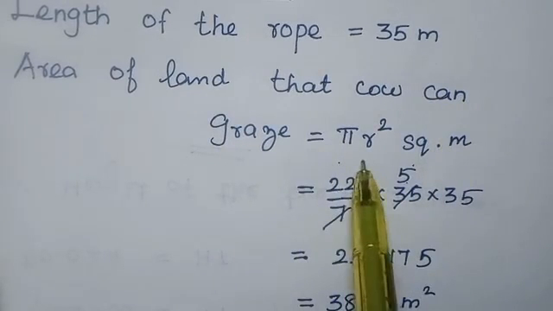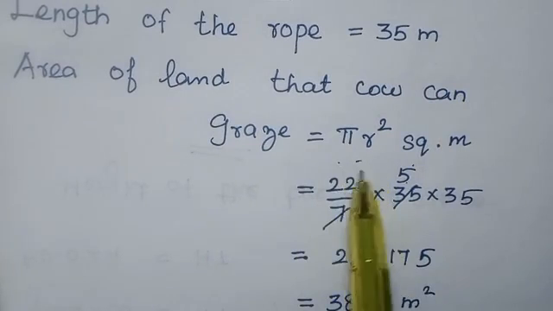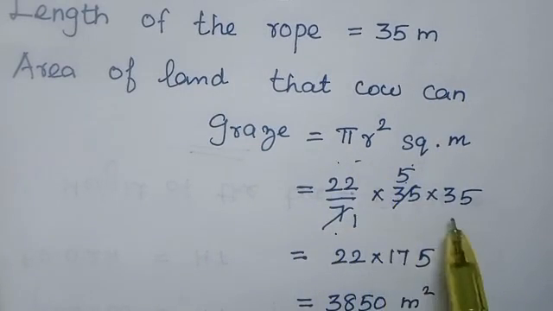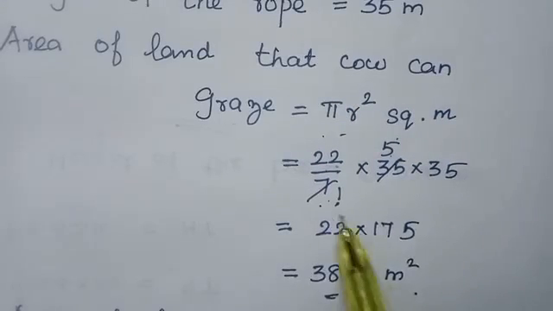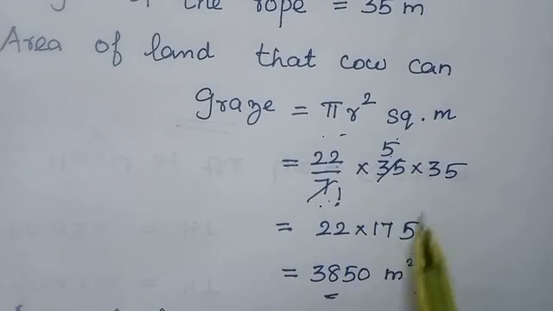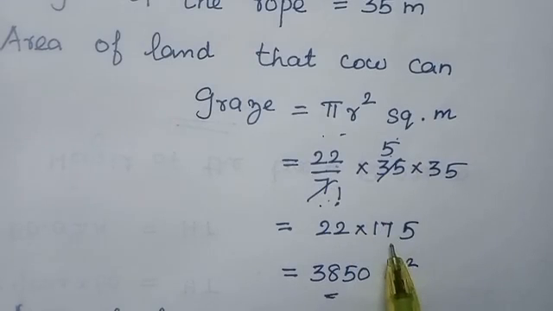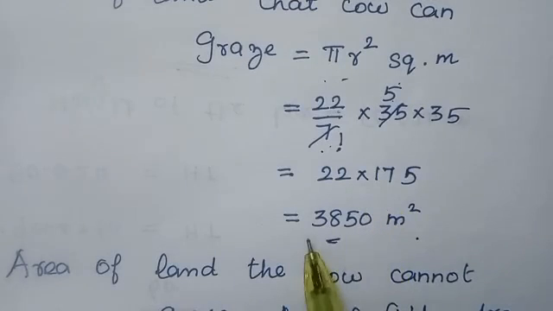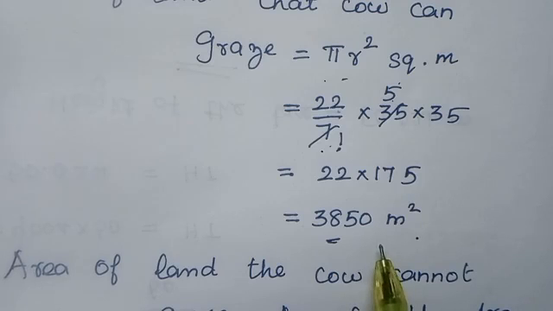What is the formula for the area of a circle? Pi r square. Pi equal to 22 by 7. r square is 35 into 35. Cancel 7 and 35: here 1 time, here 5 times. 22 into 5 into 35. How much? 175. When we multiply these two numbers, we get the answer 3850 meter square. This is the area of the land that the cow can graze.